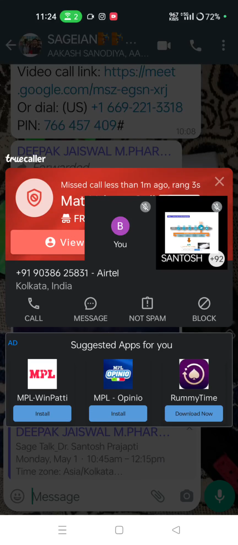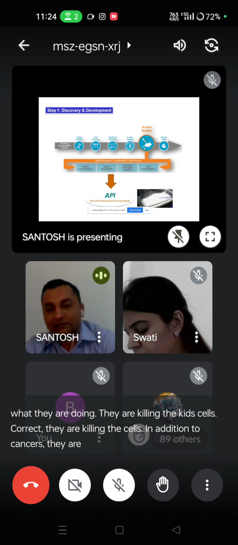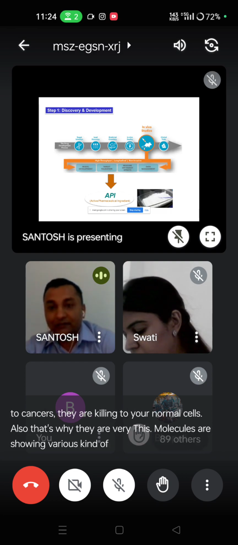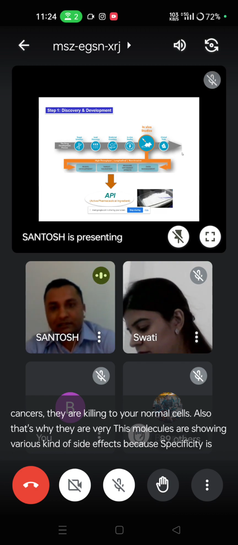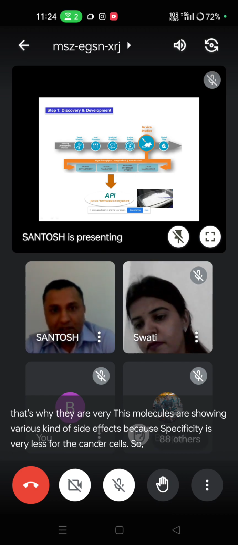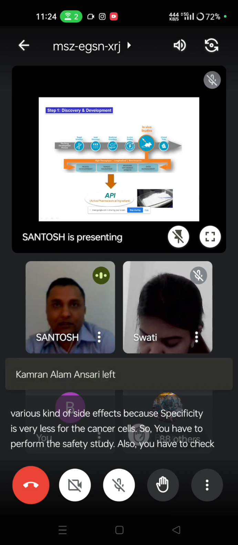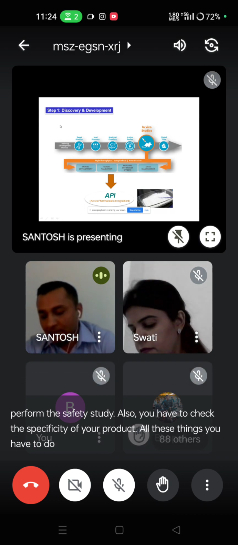Killing the cells, correct? They are killing the cells. In addition to cancer cells, they are killing your normal cells also. That's why these molecules are showing various kinds of side effects, because specificity is very low for the cancers. So you have to perform the safety study also. You have to check the specificity of your product. All these things you have to do in the discovery and development phases.